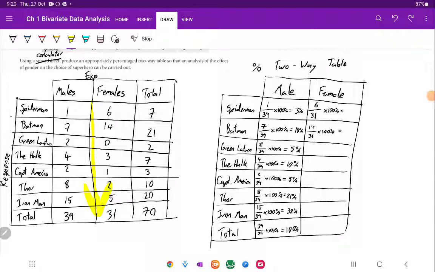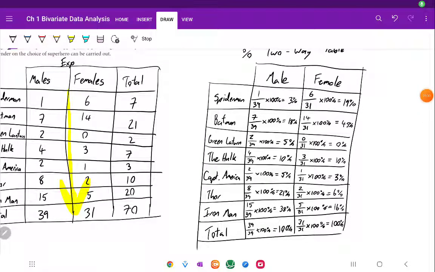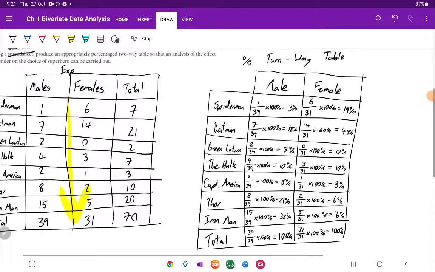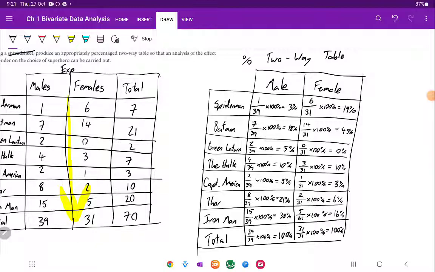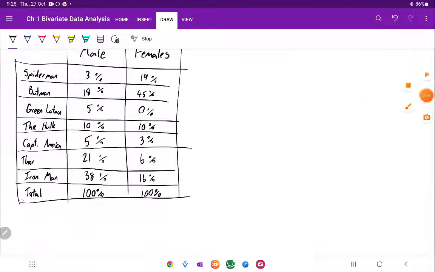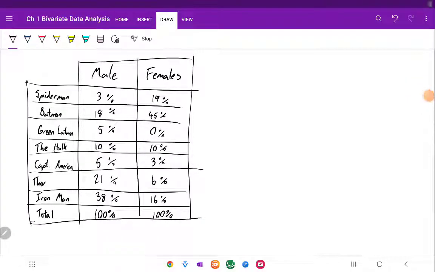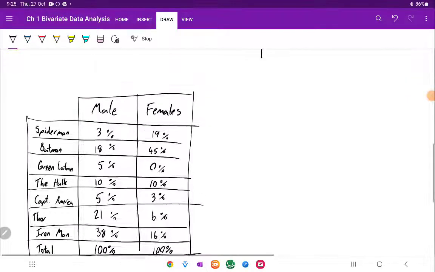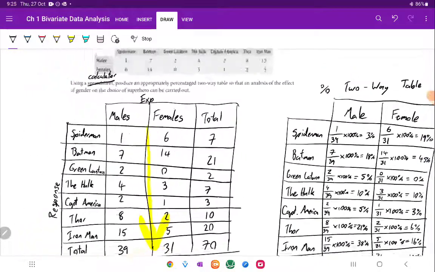Alrighty, let me finish up the females now. Alrighty, so there you go. There is my completed percentage 2A table. Now, it's a little bit difficult to look at, so I'm just going to recopy it and get rid of all of the working out, just because it's a little bit hard to look at. Alright, so this is our actual completed percentage 2A table. You can see they're exactly the same as this one. It's just that I have now put it in percentages.